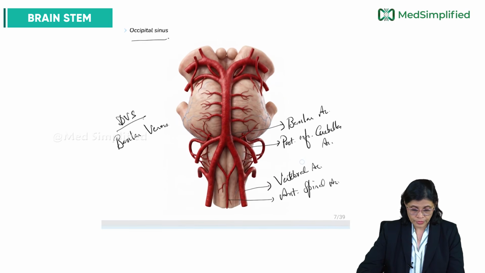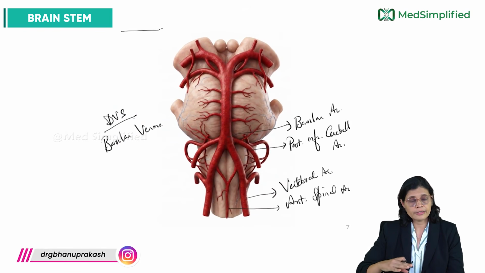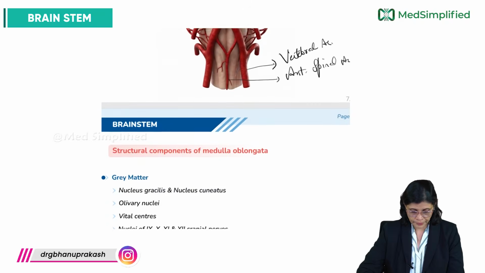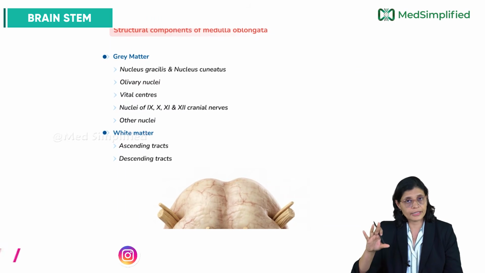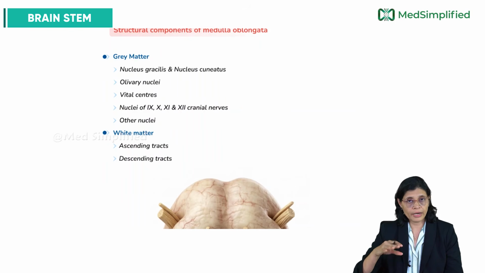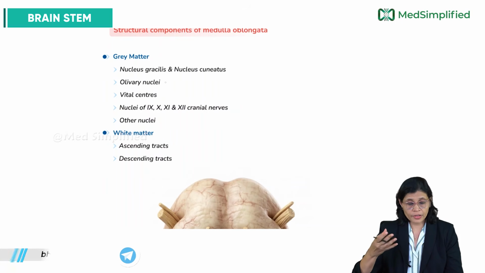So before we go into the lesions, let us understand some of the key features of the sections of the medulla. The medulla oblongata will have the grey matter, which is in the form of nuclei, and the white matter, which is in the form of fasciculus or longitudinal bundles of nerve fibers, which we call fasciculus or lemniscus, or tracts.